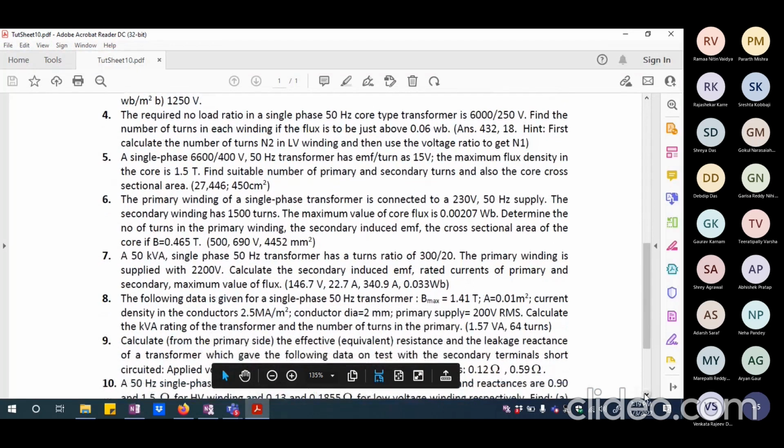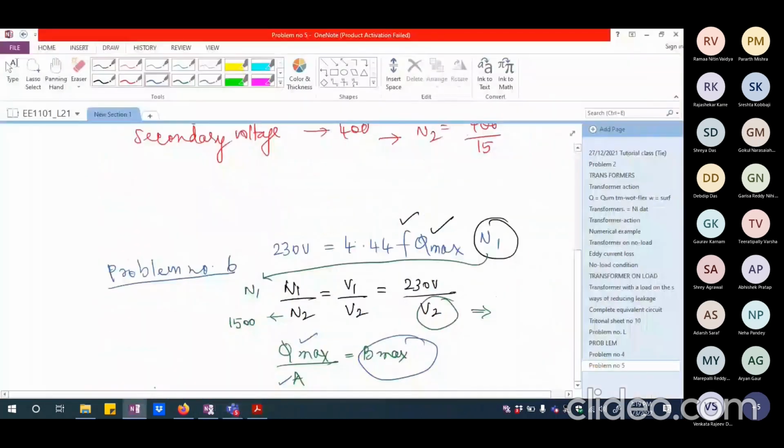Problem number 7. A 50 kVA single phase 50 Hertz transformer has a turns ratio of 300 by 20. The primary winding is supplied with 2200 volts. Calculate the secondary induced EMF, rated currents of primary and secondary, and maximum value of flux. So 50 kVA is given and turns ratio is given and the primary winding is supplied with 2200 volts.